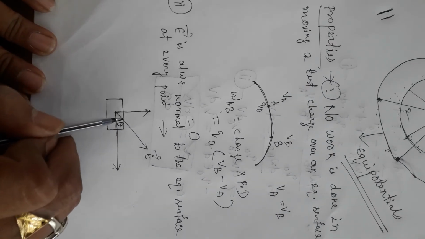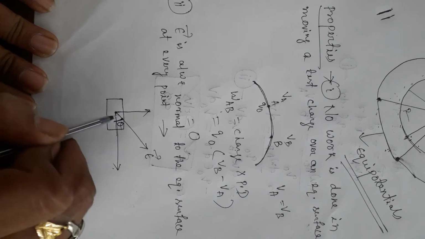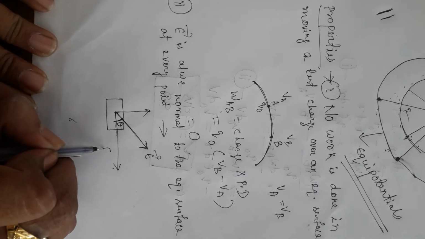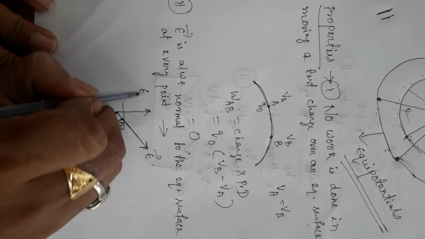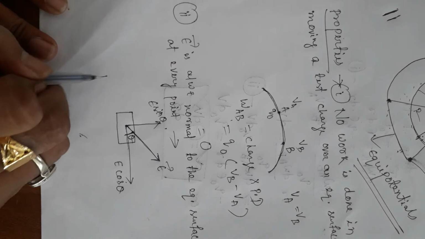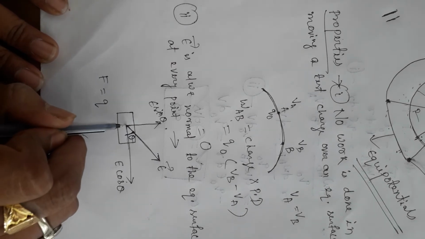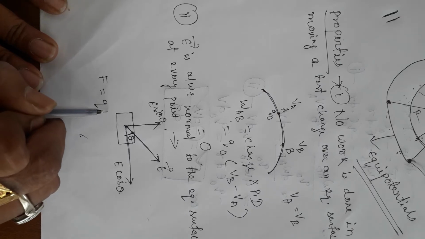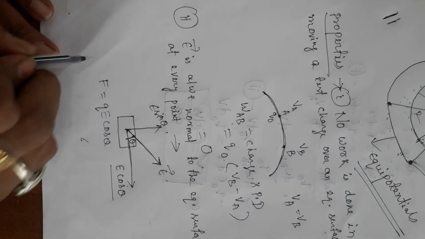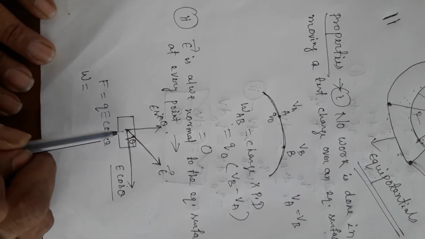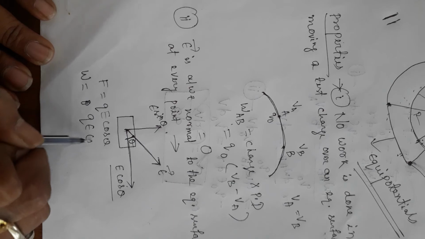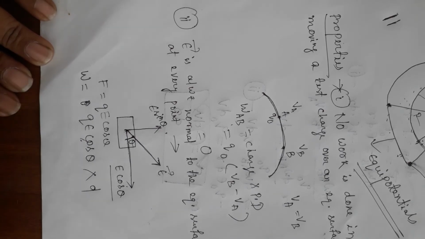If this is theta, we can resolve the electric field into two components, since electric field is a vector quantity. This component is E cos theta, and this component is E sin theta. We know the force F is equal to Q E. For this component, E is E cos theta, so F is equal to Q E cos theta. The work done is force into displacement, that is Q E cos theta into displacement D.